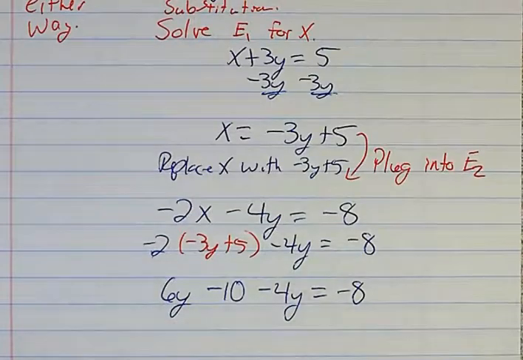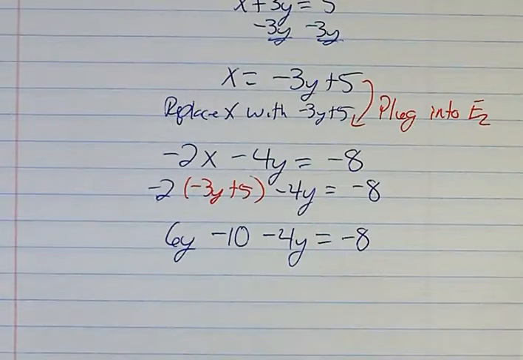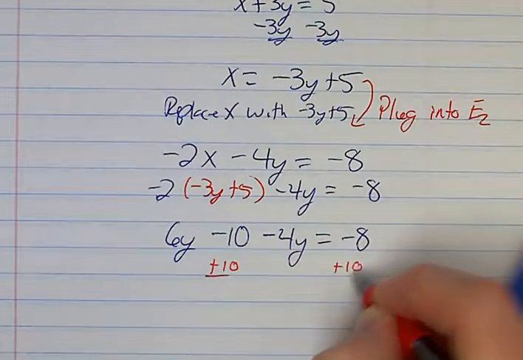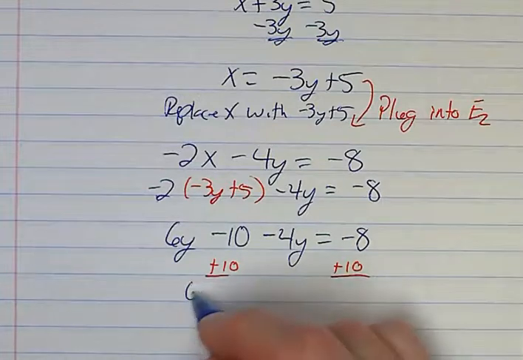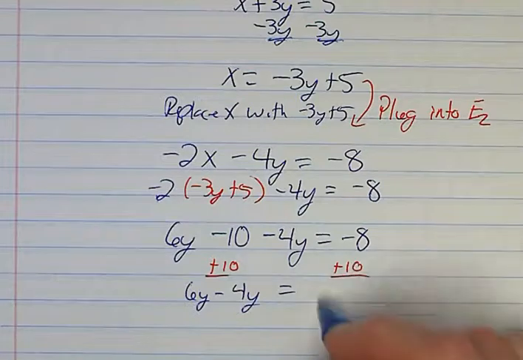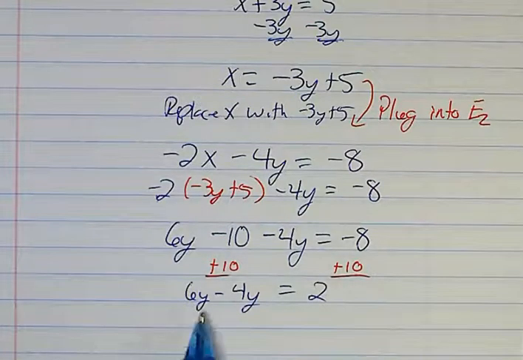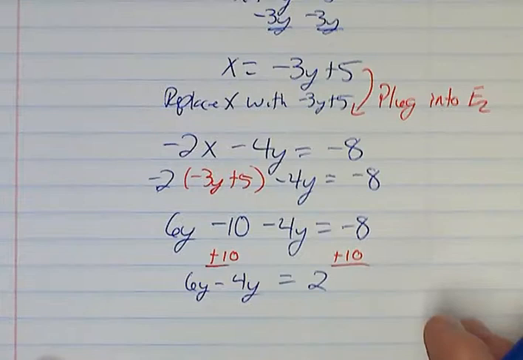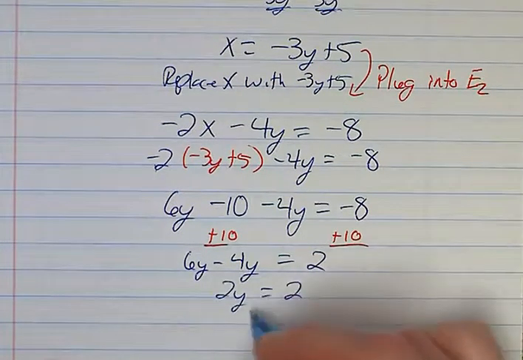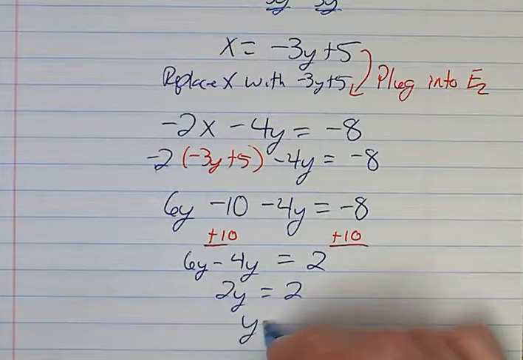You've got the y's on the left-hand side, so let's get rid of the numbers. Let's add this 10 to both sides and put it over here. 10 minus 8 is 2. 6y minus 4y, go ahead and do that together. So that's 2y equals 2. When we divide those by 2, we get y equals 1.